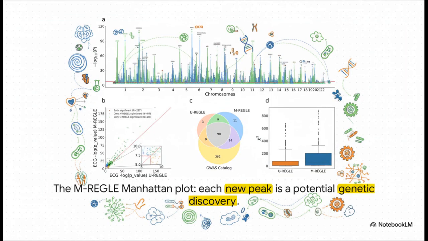And wow, just look at the result. This is a Manhattan plot, and it basically shows us all the genetic discoveries REGLE made when it looked at 12 different heart readings, ECG leads, all at once. Every single one of those giant peaks shooting up past that red line, that's a potential new genetic discovery for heart health. By putting all the data together, it's finding stuff that was just impossible to see before.